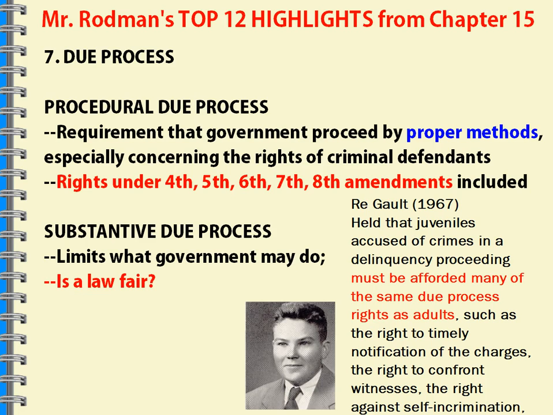You do have the rights under the 4th, 5th, 6th, 7th, 8th Amendments in terms of search and seizure, in terms of the right to be free from self-incrimination. I plead the 5th. I have the right to remain silent. Jury trials, cruel and unusual punishment, all that applies to juveniles just as much as it applies to adults. That's the procedural aspect.